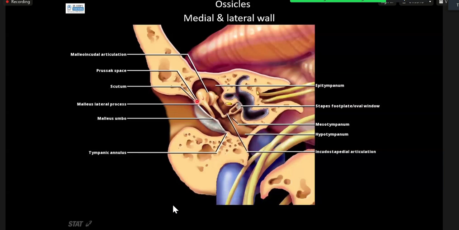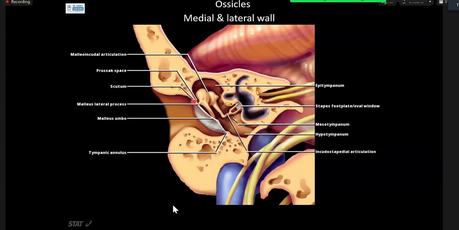We will come back to that. And one of the things in pars flaccida cholesteatoma is that the scutum, which is thin, sharp and pointed bone, will be eroded. So you have to tell the examiner that I can see that there is blunting or erosion or amputation of the scutum. That is a key thing. So this scutum is a very important bone.